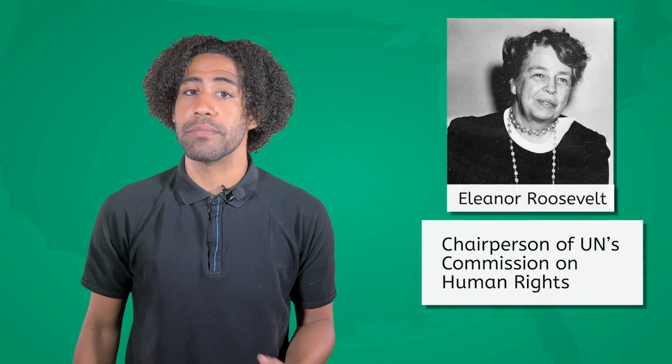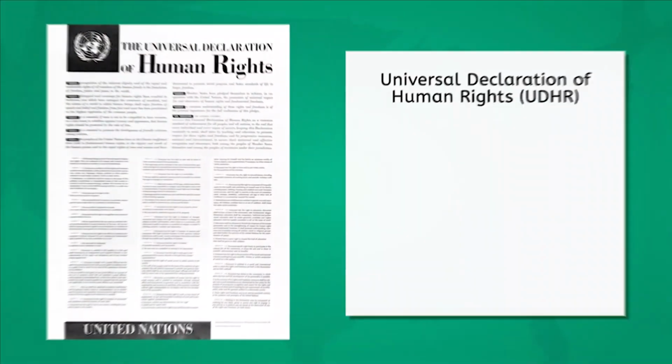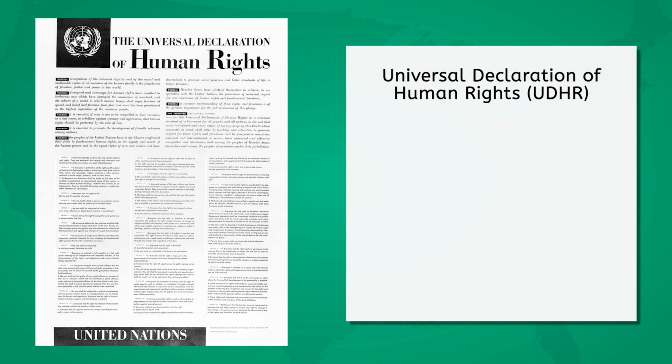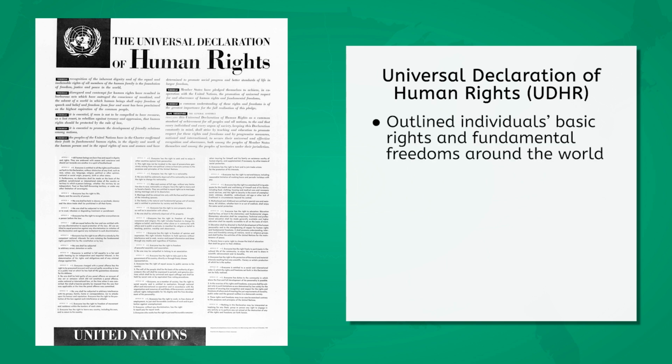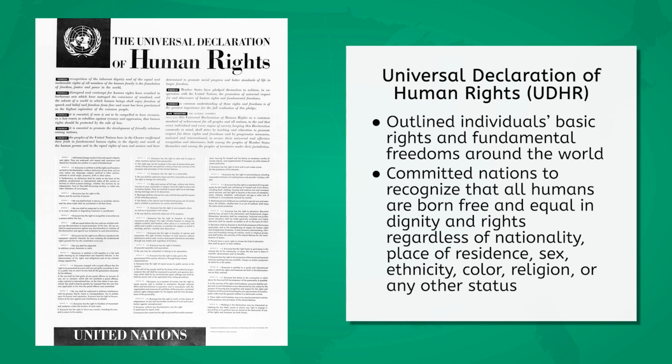Eleanor Roosevelt, the former First Lady of the United States and a prominent human rights activist, became the chair, or leader, of the UN's Commission on Human Rights. The Commission's first task was drafting the Universal Declaration of Human Rights, or UDHR, a document that outlined individuals' basic rights and fundamental freedoms around the world. The UDHR committed nations to recognize that all humans are born free and equal in dignity and rights, regardless of nationality, place of residence, sex, ethnicity, color, religion, or any other status.